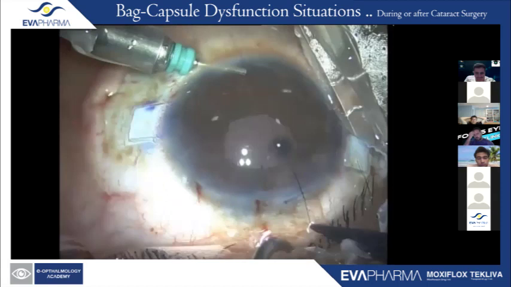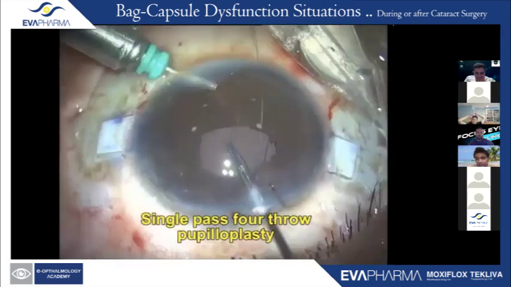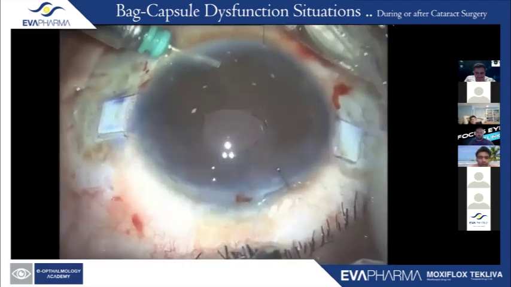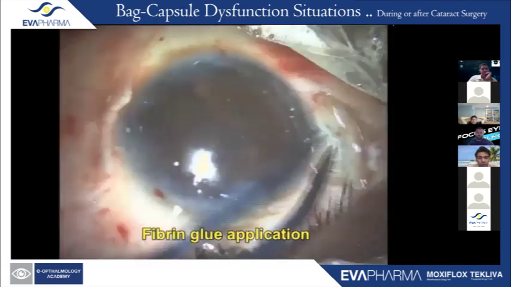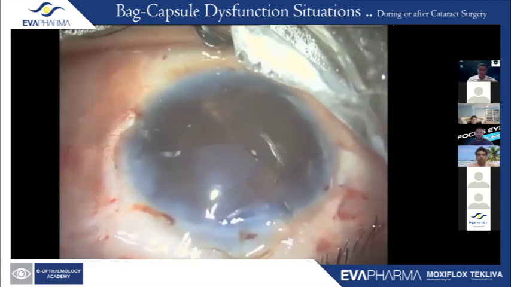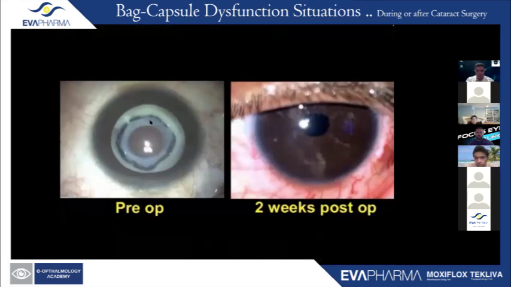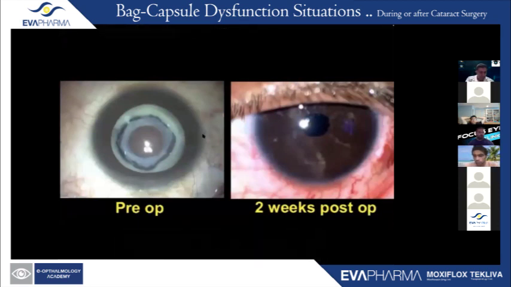Only thing, make sure that you remove the iris hooks at this point. And if you see an optic edge showing up at any point, I always cover that with pupilloplasty, because otherwise I'm going to have the iris and optic of that eye showing up in a very weird way. Next day morning, you'll have a cat eye kind of pupil.